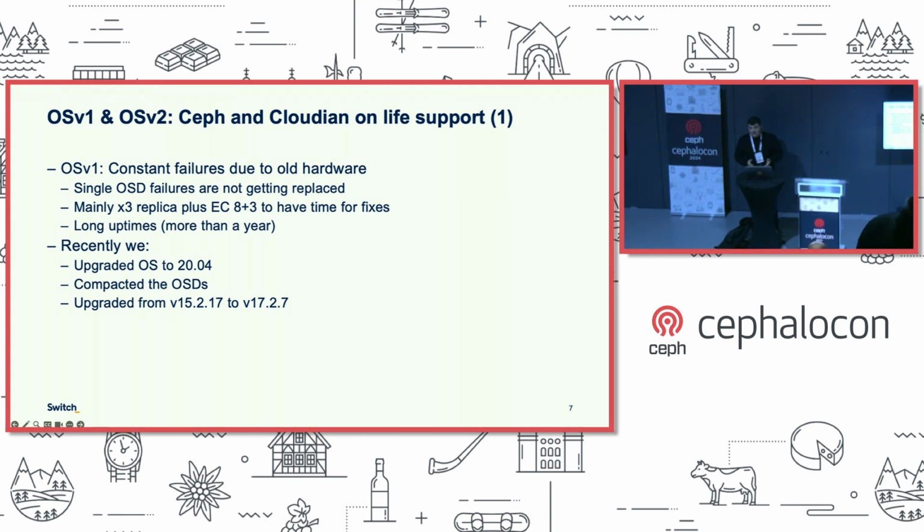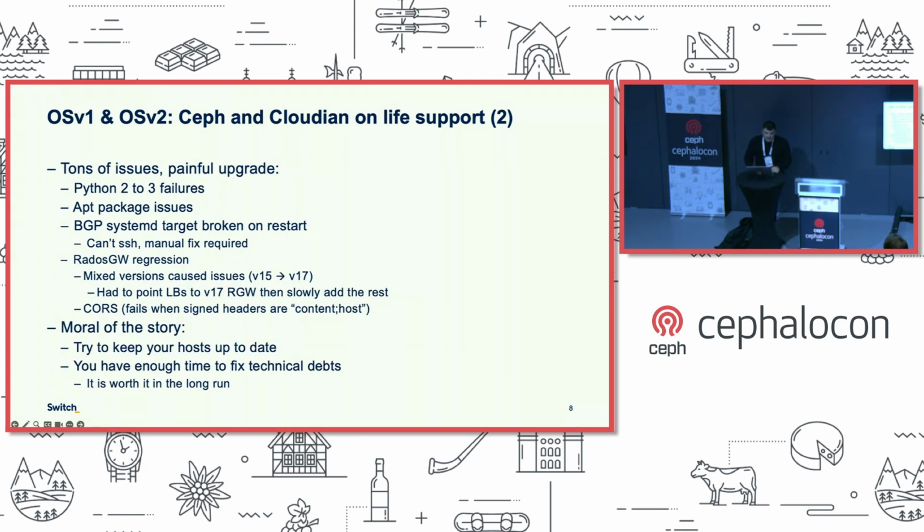Ceph is quite sophisticated compared to Cloudian, so you are able to do something like that, but Cloudian is not. We had lots of issues because, apart from just upgrading from one version to another, you also have to upgrade the OS as well. And then we had tons of painful problems, and the upgrade took a long time. In the end, the moral of the story is: try to keep your hosts up to date. If you have your hosts up to date, then you don't have to deal with all those problems bunched up in a small time frame.